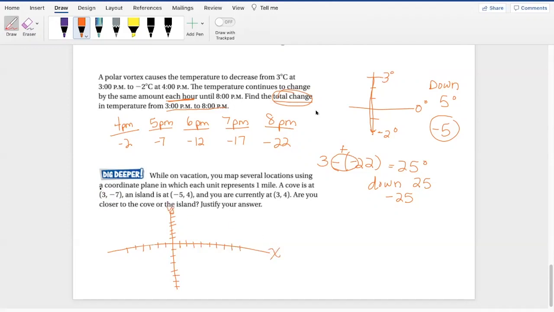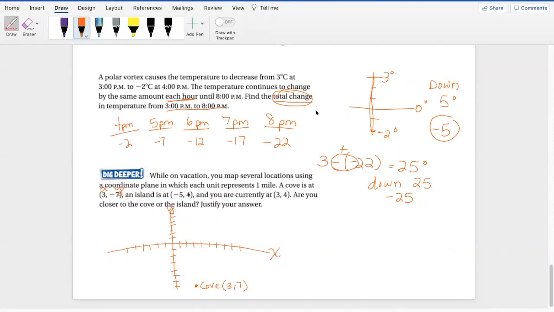This is a little review here. When we write an ordered pair, it goes in XY order. Alphabetical order, you can remember it, XY. So I'm going to go over to 3 on the x-axis, and then down to -7. 5, 6, 7, so all the way down, and that was over to 3 on the x. All right, so that's where the cove is located. And again, that's 3, -7.